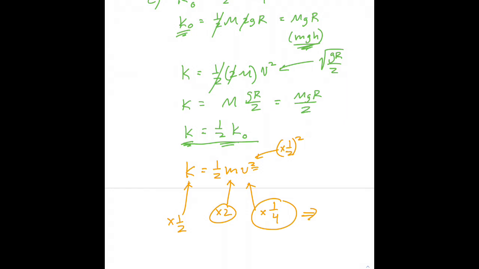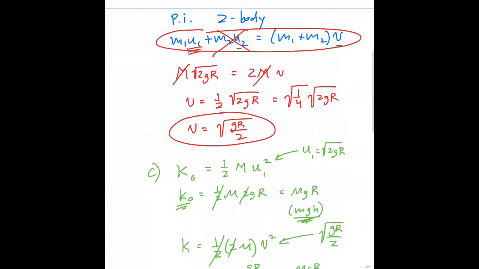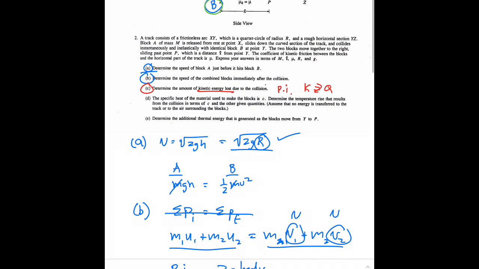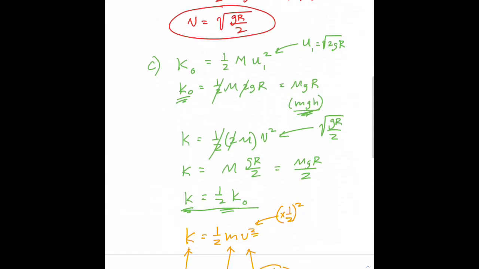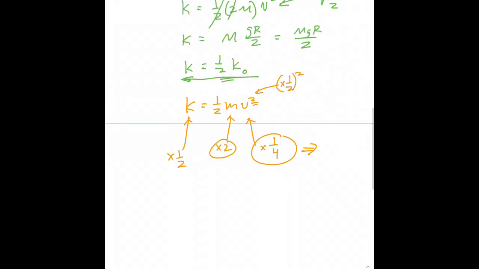Now let's just make sure we're answering the question in the way it was posed. Determine the amount of kinetic energy lost due to the collision. So we've stated it as a ratio. We've said half of it is lost, but they want it expressed as an amount. So the initial kinetic energy was mgr, and since we lose half of it, then our loss of kinetic energy is mgr over 2.